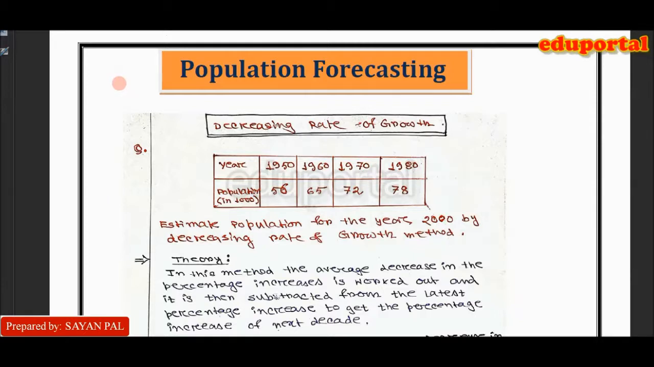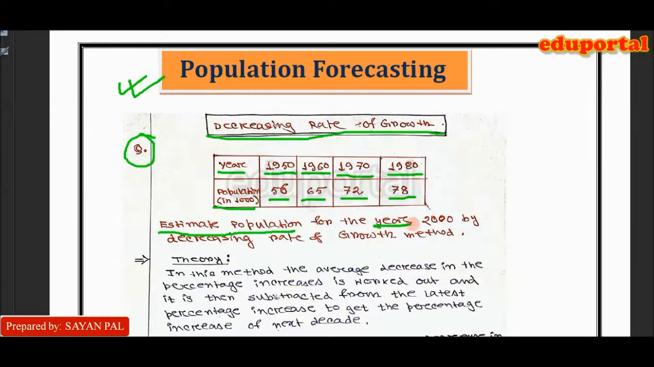In this lecture, we are going to solve a numerical problem on population forecasting based on the decreasing rate of growth method. The question gives the year and the population in thousands. In the year 1950 the population is 56,000, in 1960 it is 65,000, in 1970 it is 72,000, and in 1980 it is 78,000. We have to estimate the population for the year 2000 by the decreasing rate of growth method.